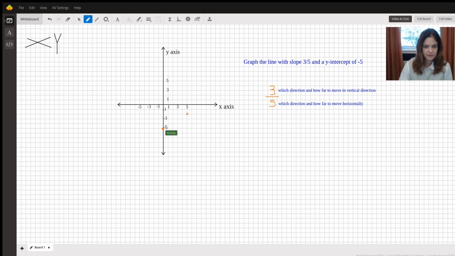Okay, we started our first point, connect through our second point, and we're going to just extend it because our line goes forever and ever in both directions. Ta-da! And we have graphed the line that has a slope of 3/5 and a y-intercept of -5. And there you go. I hope that helps.